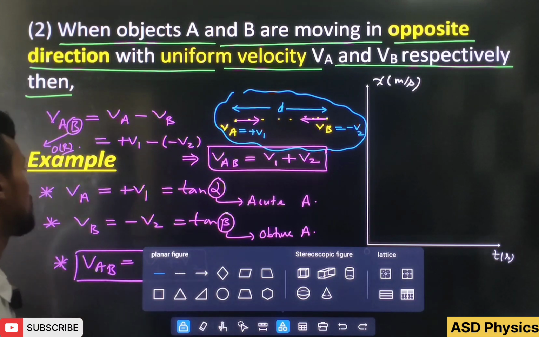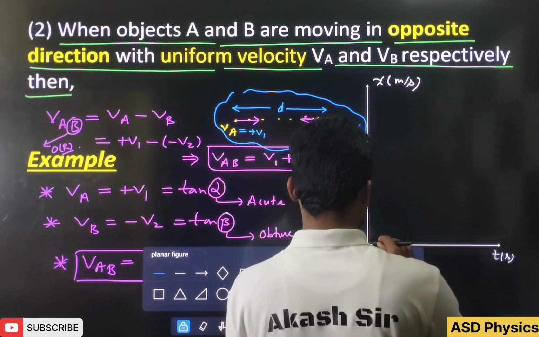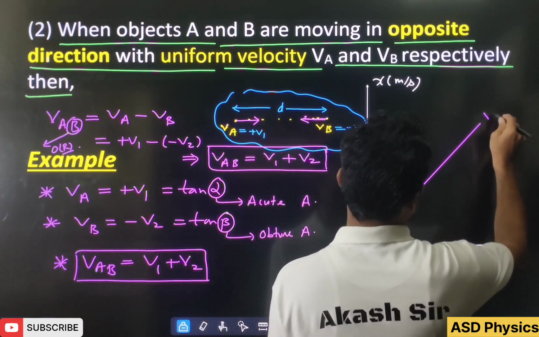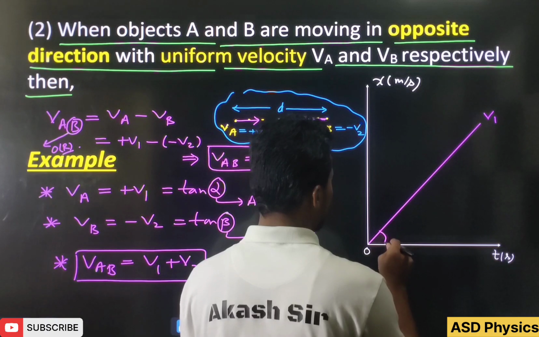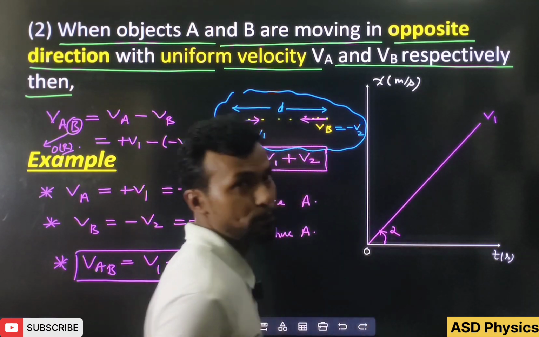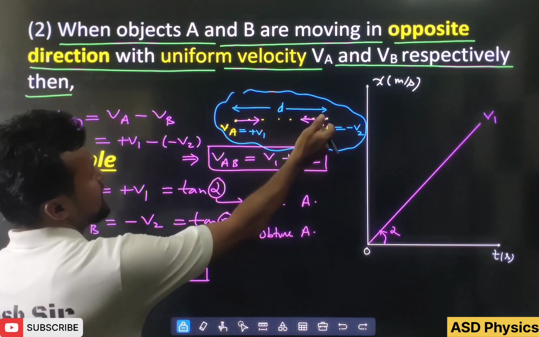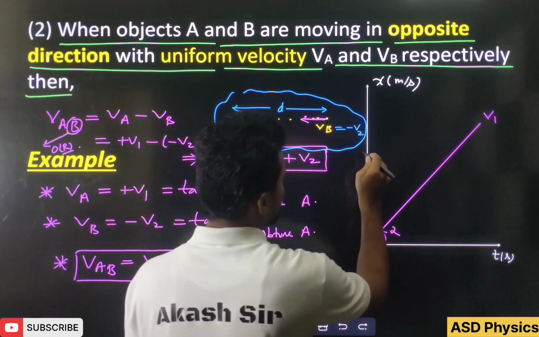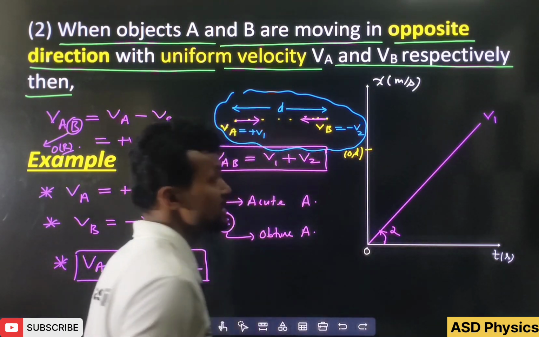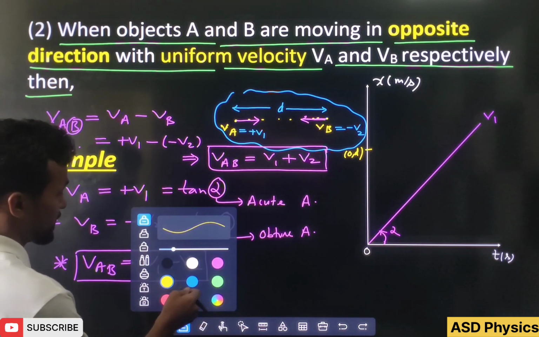First I am going to draw the velocity of object A, plus V1. Plus V1 means which slope? An acute angle, like this. I am writing here V1, the velocity of object A, and this angle is the anticlockwise angle, which I have taken as alpha. After that, B is at a distance of D, so we can write here 0, D. This distance is D. And it is moving in the opposite direction. Which slope? An obtuse angle.